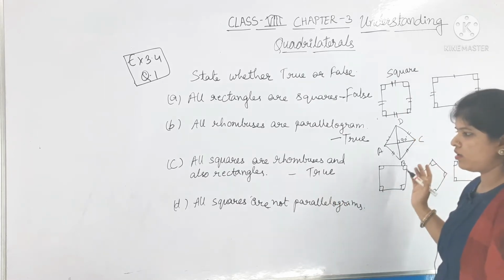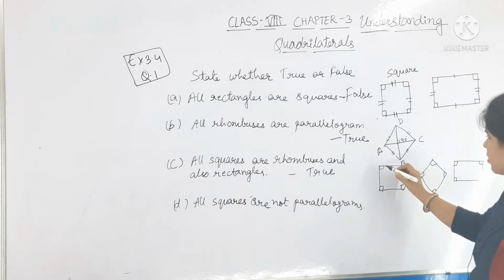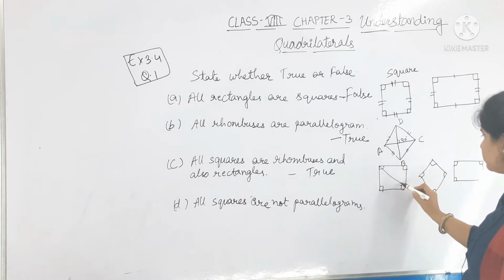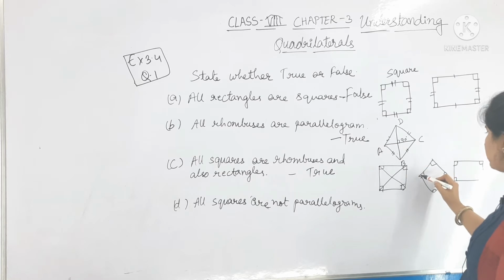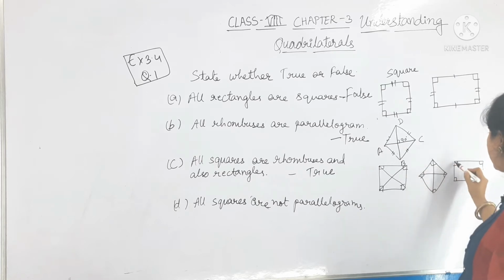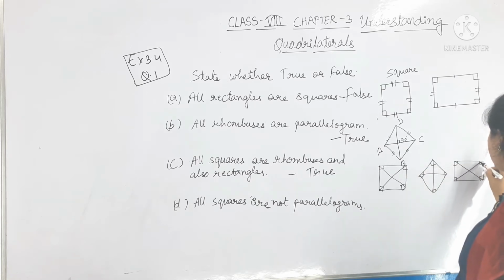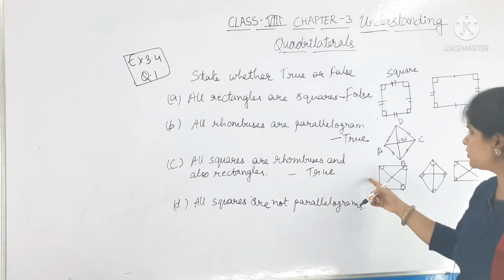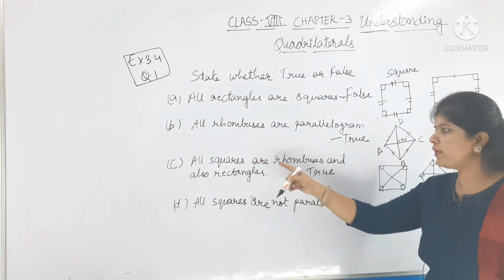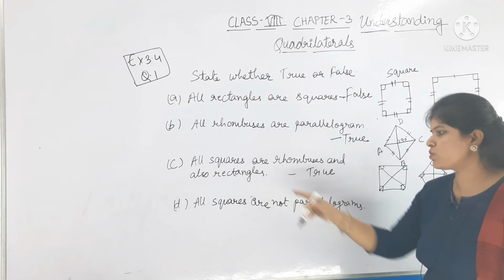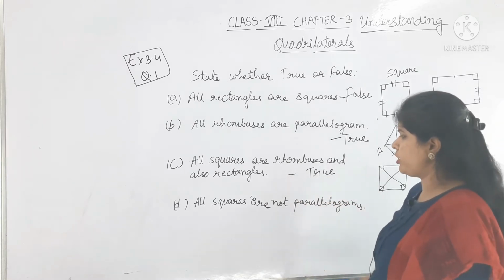All angles are 90 degrees and diagonals are also equal here. Diagonals are equal. Here also diagonals are equal. Here also diagonals are equal. So this is the main reason that all squares are rhombuses and also rectangles. This is a true statement.